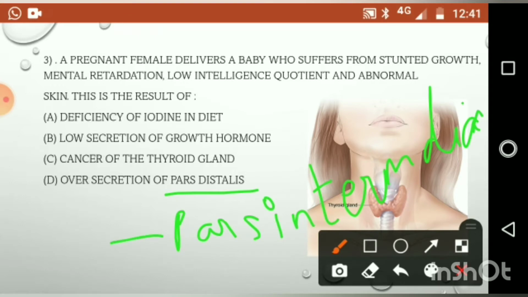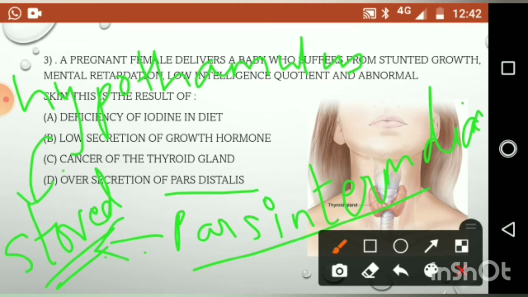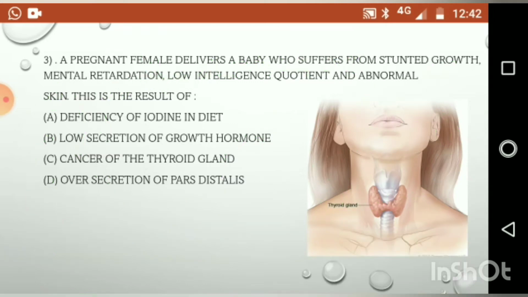Now pars intermedia is the part where the hormones are stored. They are secreted from the hypothalamus and they are stored in the pars intermedia. And pars distalis is the part of the pituitary which secretes many hormones. Okay.